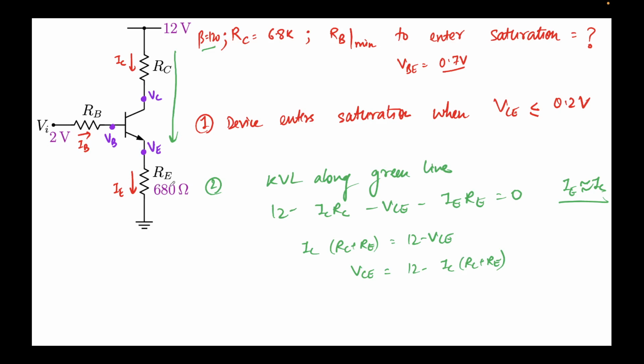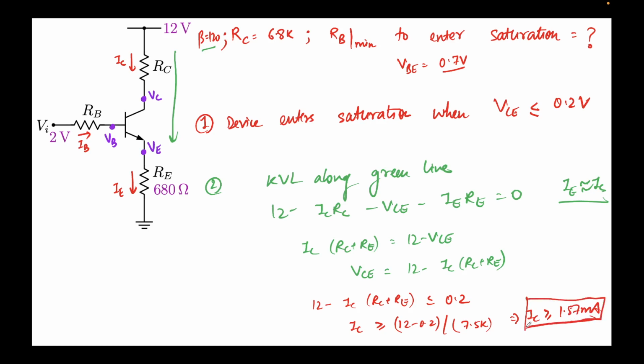Onset will happen when VCE is less than or equal to 0.2 volts. So let's put this value 0.2 here at onset. I can write 12 minus IC times (RC plus RE) should be less than or equal to 0.2 volts. This gives IC greater than or equal to (12 minus 0.2) divided by (RC plus RE). The value of RC is 6.8K and RE is 680, so the sum comes out to 7.5K, which we saw in the last problem. So IC is greater than or equal to 11.8 divided by 7.5, which is 1.57 milliamps. So the value of IC should be greater than 1.57 milliamps.